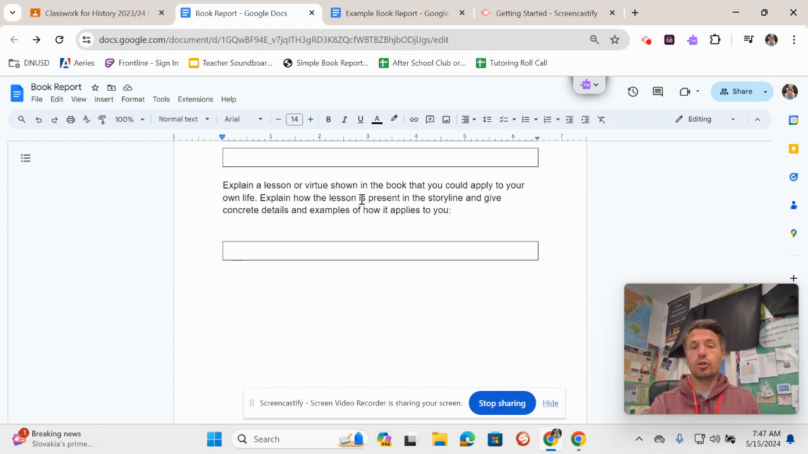Explain a lesson or virtue shown in the book that you could apply to your own life. Explain how the lesson is present in the storyline and give concrete details and examples of how it applies to you. So you find some kind of lesson or virtue. And remember, a virtue is a good character trait that has been practiced enough to where it becomes your natural response. So it's basically something good that the character does. And so you're looking for something like that in the book and then apply it to your own life.